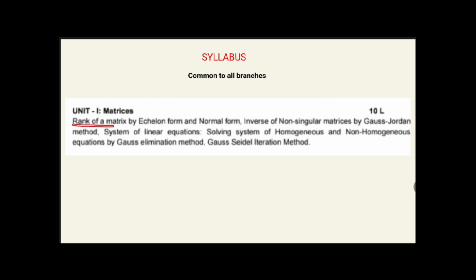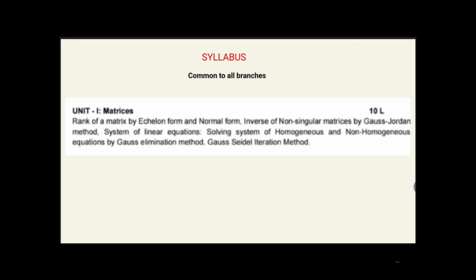Coming back to the syllabus of first unit matrices. The first topic is rank of a matrix by echelon form and normal form. That is, we have to find the rank of matrix using these two forms, echelon form and normal form. This echelon form is based on the concept called upper triangular matrix. Okay, next, normal form. In this normal form, we will reduce the given matrix into identity matrix and we will find the rank. Okay, next topic is how to find the inverse of a matrix using Gauss-Jordan method.